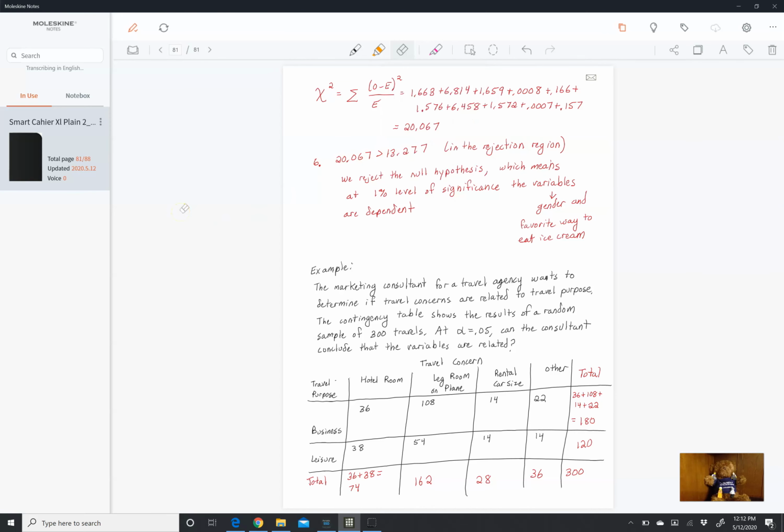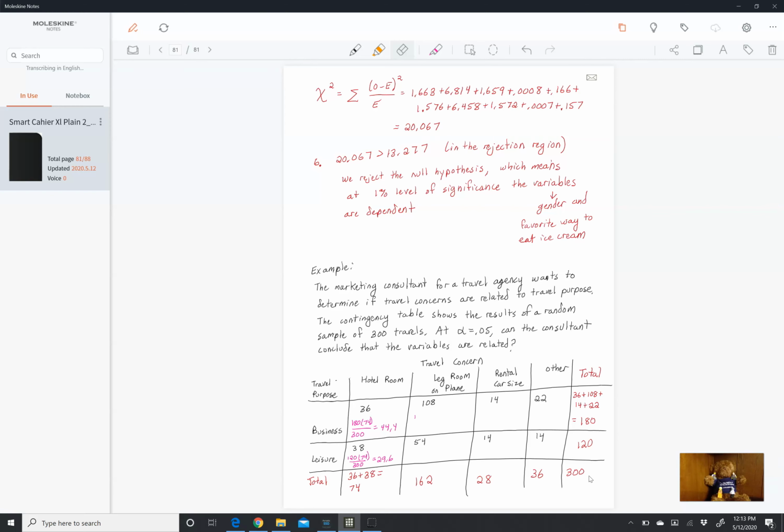Again, this is tedious. I get it. Totally tedious, but it needs to be done. Okay. So this one would be 180 times 74 over 300. Right? So we take the row total times the column total divided by the sample size. And we get 44.4. Here we take the row total. Row total is 120. Column total is 74 over 300. And we get 29.6.